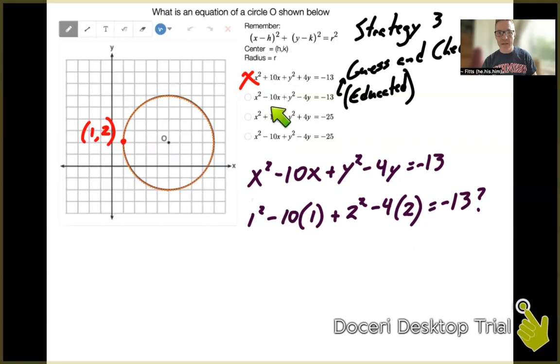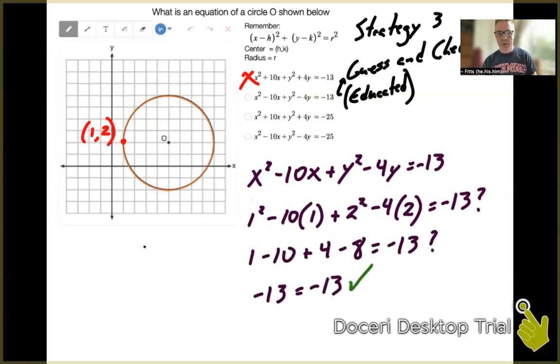This is negative 10x. Minus 10 times 1 plus 2 squared minus 4 times 2. Does that equal negative 13? Well, let's take a look. 1 squared is 1. And yeah, that all works. All right. Winner, winner, chicken dinner. There's my answer right there. Victory. So let's go ahead and circle that.